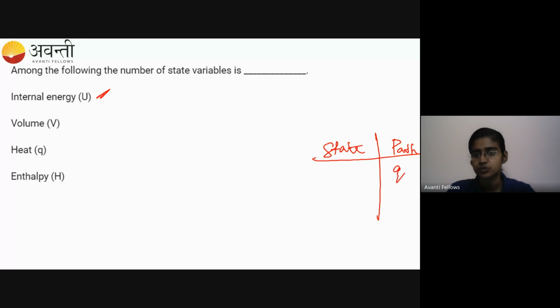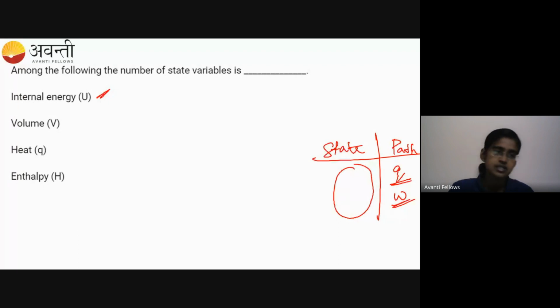One is heat and the other one is work. Only these 2 terms will come under path function. The remaining things, they are state function. Very good, Anusha. The answer is 3. Only heat and work are path function. Other terms are state function.